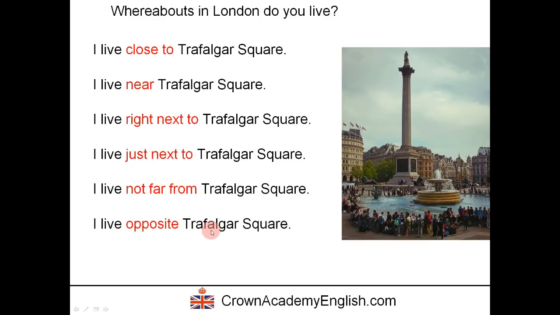Or maybe I live opposite Trafalgar Square. So Trafalgar Square is here, and I live opposite here. Here is the square, and opposite means on the other side, or in front of. And finally, I live down the road from Trafalgar Square. So we have Trafalgar Square here. Then we have a road. So if you live at the end of that road here, then that means that you live down the road from Trafalgar Square. So it's another way of saying not far from, close to, or near Trafalgar Square.